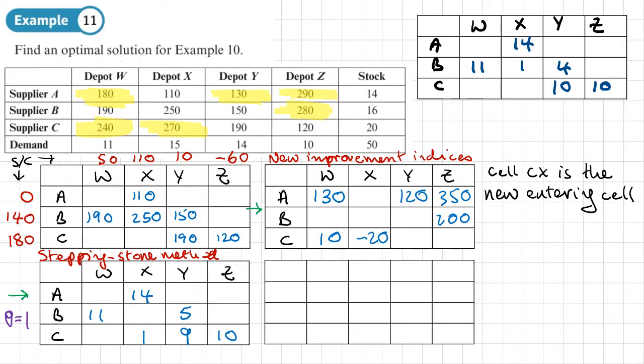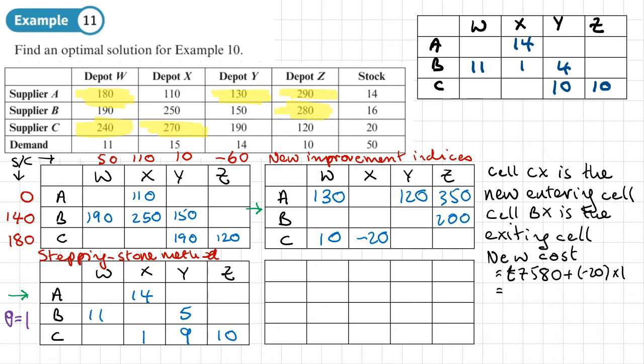So I can see by carrying out the stepping stone method that where I was using BX before, BX is now 0, it's gone. So cell BX is the exiting cell, it's now gone. Exiting cell.